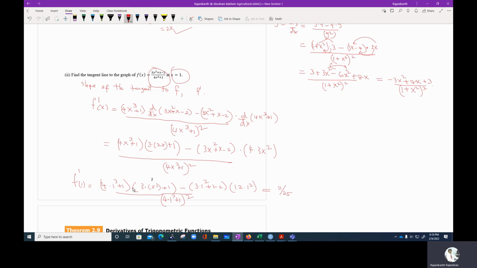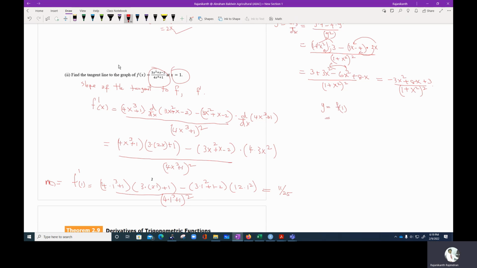Okay, so you know the slope. Basically, this is going to be the tangent line slope m. You need to find out the y coordinate of the point, right? Remember, you know the x coordinate of the tangent point, which is 1. How do you find y? Simply plug into the function to get y, right? So the y coordinate of the tangent point is simply f of 1.